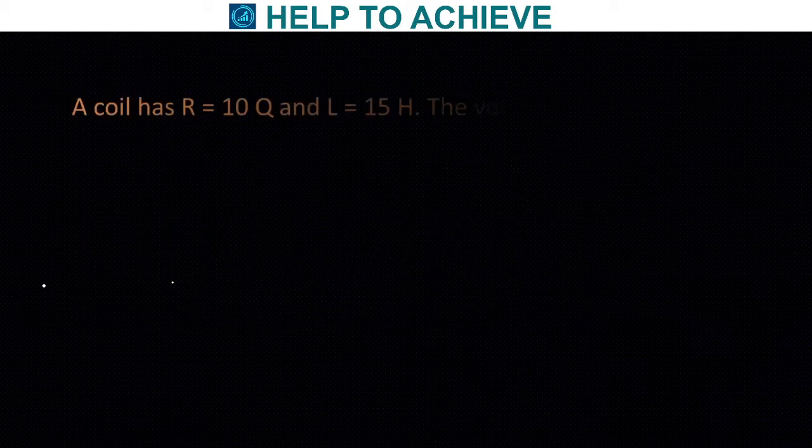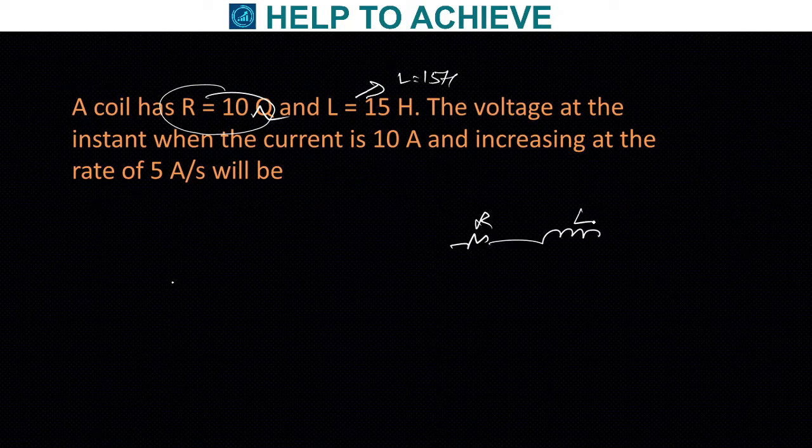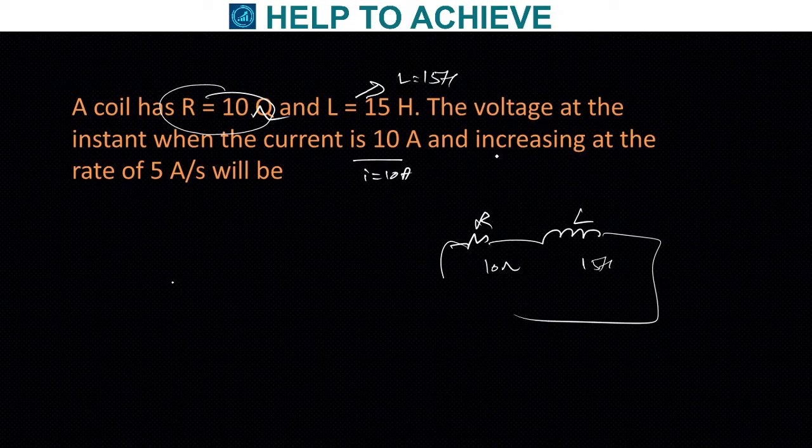Next, a coil has a resistance of 10 ohms and inductance is given as 15 henries. The voltage at the instant when the current is... so a coil is nothing but a resistance in series with the inductance. Okay, so resistance is given as 10 ohms and inductance is 15 henries. Then what it is saying is, the voltage at the instant when the current is 10 amps and the current is incremented at 5 amps per second.